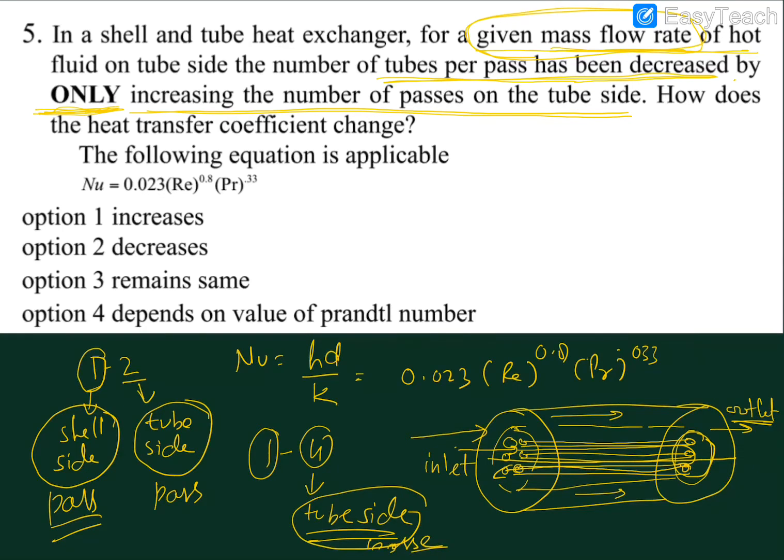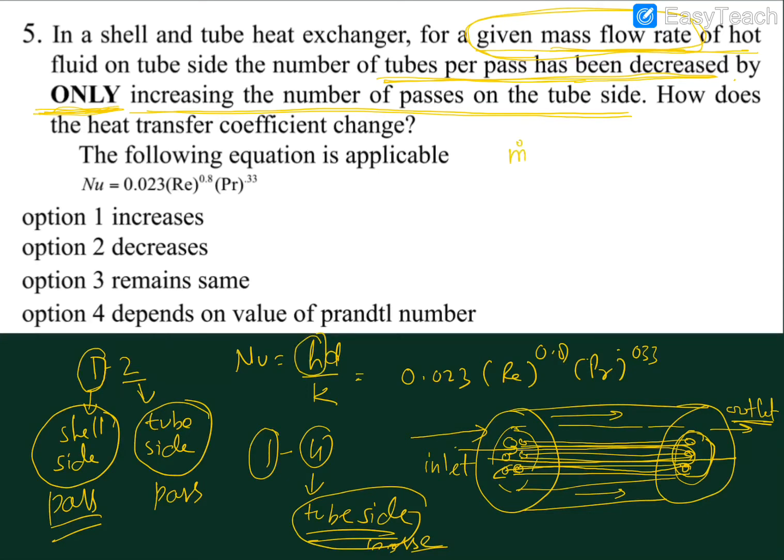So you have to adjust. Either you can increase the number of tubes by decreasing the passes, or you can decrease the number of tubes per pass and increase the number of passes. I think you are getting my point: if you increase the number of passes for a given mass flow rate, that means you are decreasing the number of tubes per pass. Similarly you can do vice versa also. So here the number of tubes has been decreased by increasing the number of passes. Let us understand how this is going to affect the heat transfer coefficient.